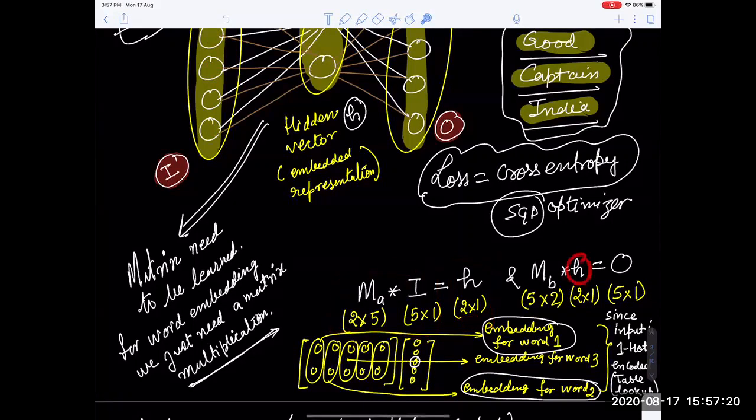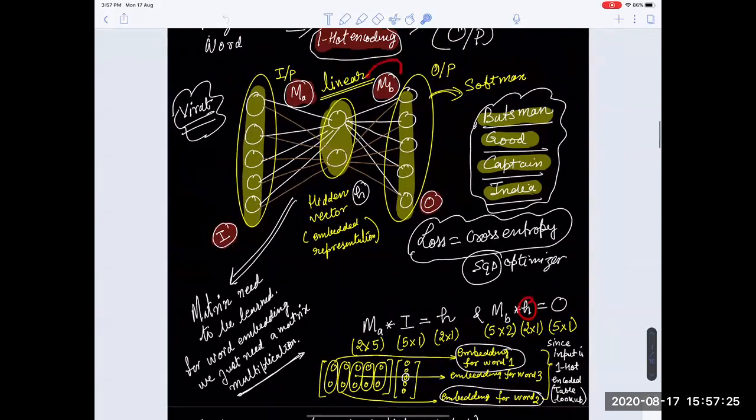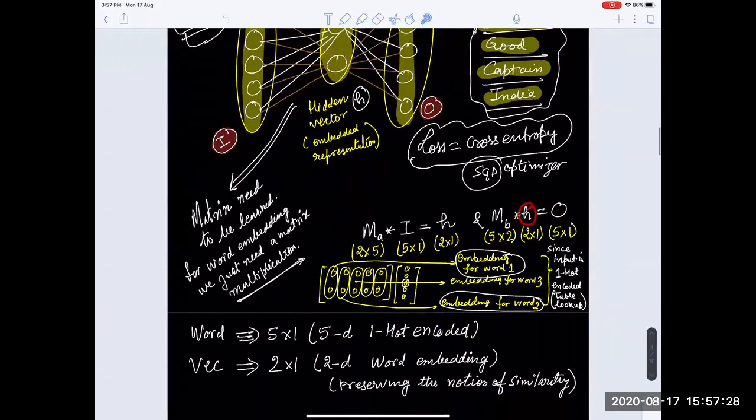And this hidden representation is multiplied by this MB, my second layer, the weights. That's going to be MB, 5 cross 2. This is 2 cross 1. And you are going to get a 5 cross 1 as an output. That's my output, so I am getting a 5-dimensional output. And it's almost like a type of autoencoder, in which I am training it so as to get something over here, and what you are getting is actually the thing in which we are interested.